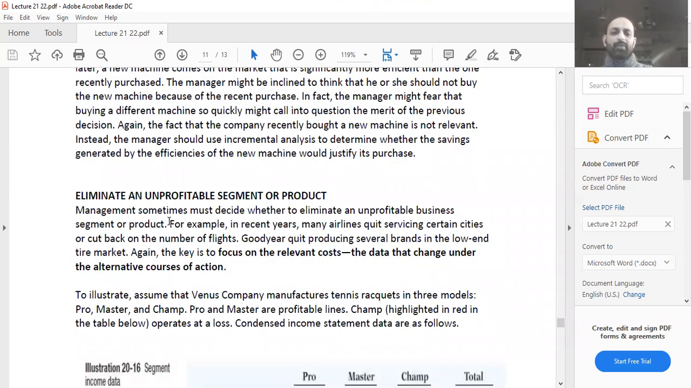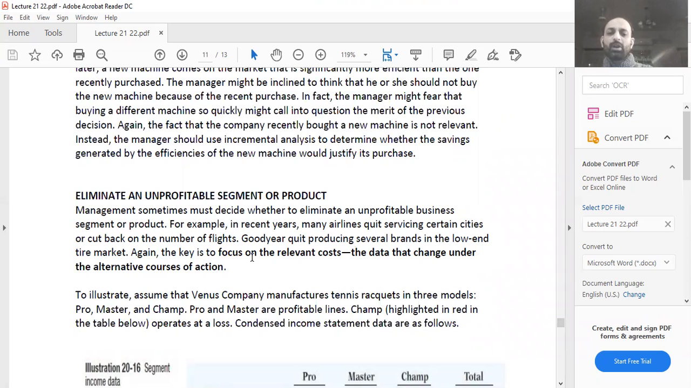Eliminate an unprofitable segment or product. Management sometimes must decide whether to eliminate an unprofitable business segment or product. For example, in recent years, many airlines quit servicing certain cities or cut back on the number of flights. Goodyear quit producing several brands in the low end tire market.